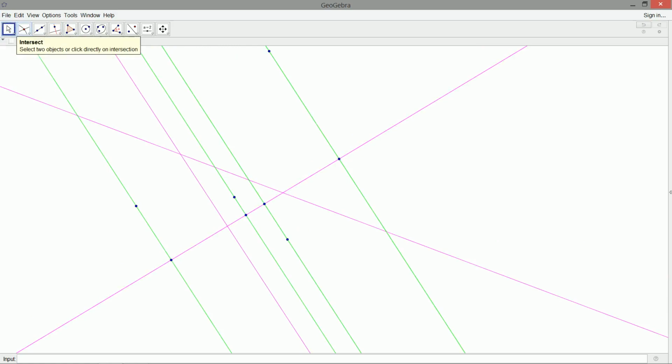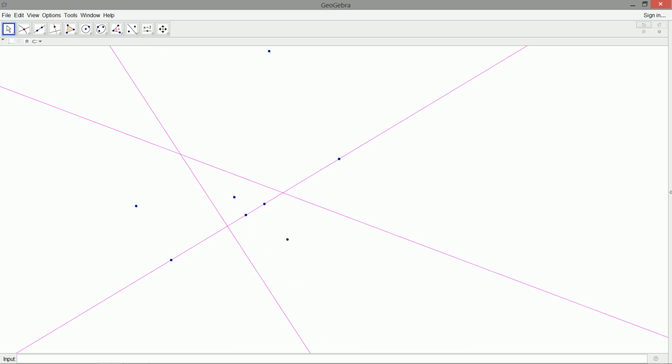Okay, and now we've got the points that we need. We've got a center, we've got a point that we know will have to be on the circle. We can draw our circles. Just hide these lines, and now let's grab the circle tool, but as we've got the solutions now, we're going to mark them in red.